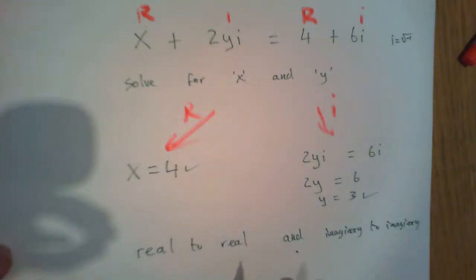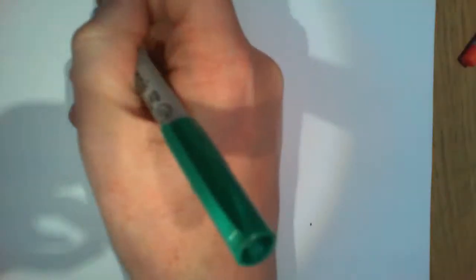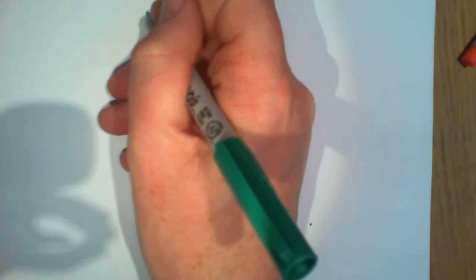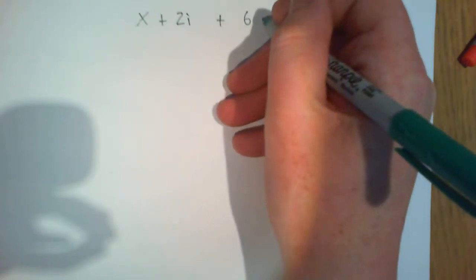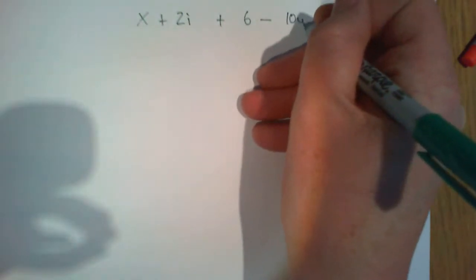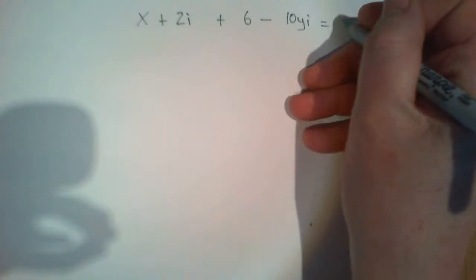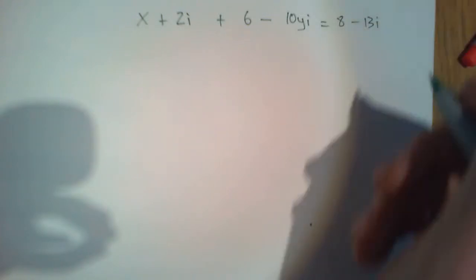So we'll try another one of these just to get your head around the concept of this. Hopefully you'll get the idea of this one. It's a nice, easy enough idea. Okay. I'm just going to adjust the light there. So here's a bigger version of the same idea. Imagine we have x. Again, we're trying to solve for x and y. x plus 2i plus 6 minus 10yi equal to 8 minus 13i.